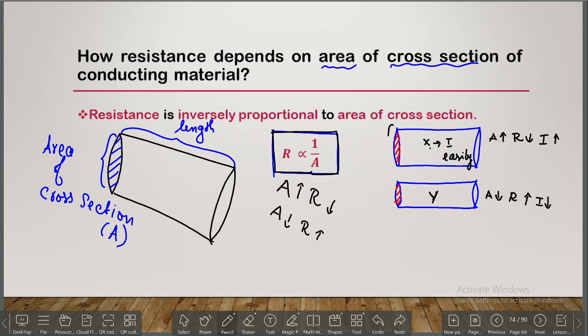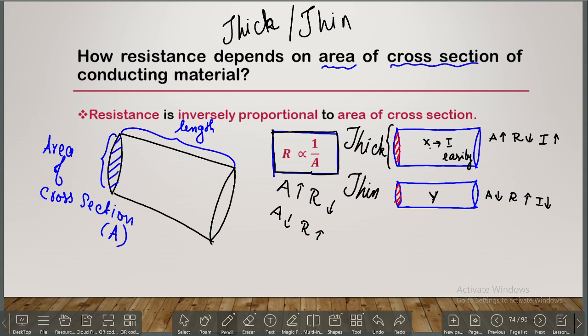So here the question can come: through which wire can the current flow easily, either through a thick wire or through a thin wire? Out of these two wires X and Y, which is considered thick and which is thin? X is considered the thick wire, whereas Y is considered the thin wire. If area of cross section is less, that type of wire we call thin, and if area of cross section is high, we call it thick.